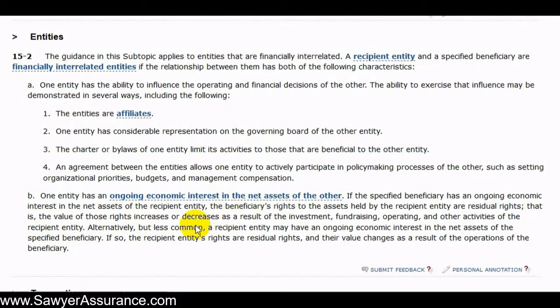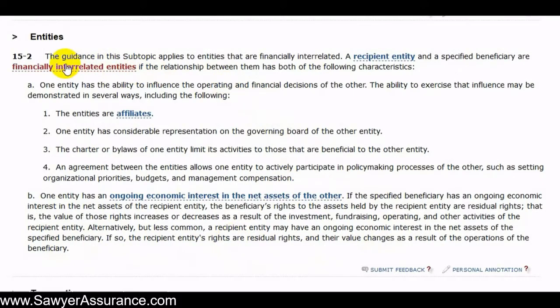And it could also be the other way around, although it's a bit less common, where the recipient entity may have an ongoing economic interest in the net assets of the specified beneficiary. This almost seems a little backwards because, by definition, the recipient entity gets the funds first and sends them to the beneficiary. But I guess in some cases that could happen. And so in that case, they would have residual rights and the value changes as a result of the operations of the beneficiary. And so then they would meet this particular requirement.